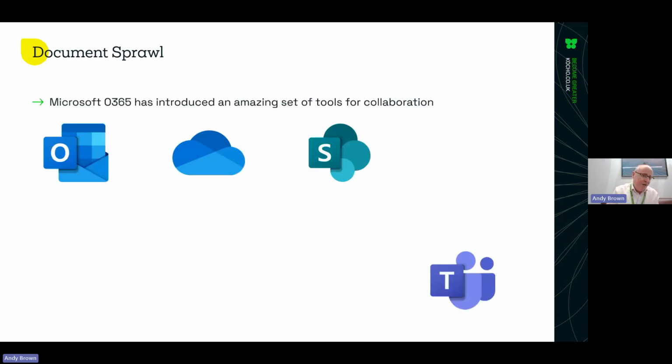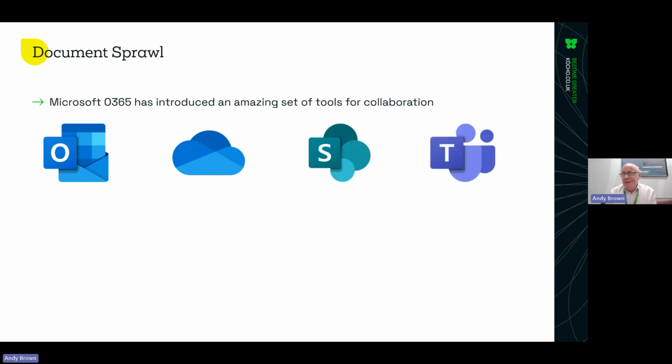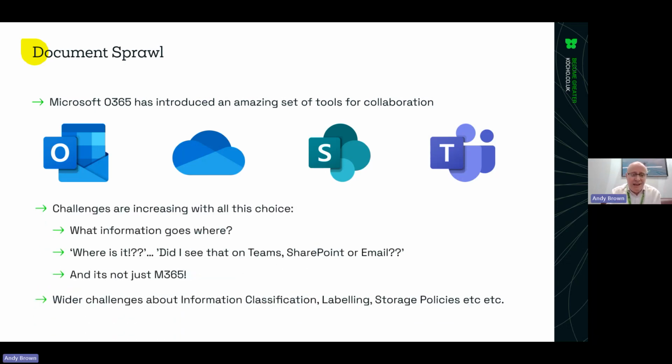If you look across Office 365, it's an amazing set of tools for collaboration, obviously the traditional Outlook, but the way that they've taken SharePoint Online and now layered in Teams, OneDrive, etc. into this means we've got a really capable set of tools for sharing data across the organization. But with that has come some challenges now.